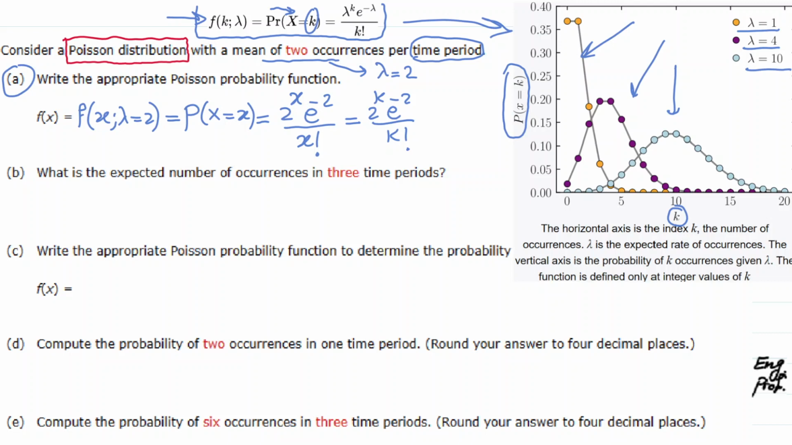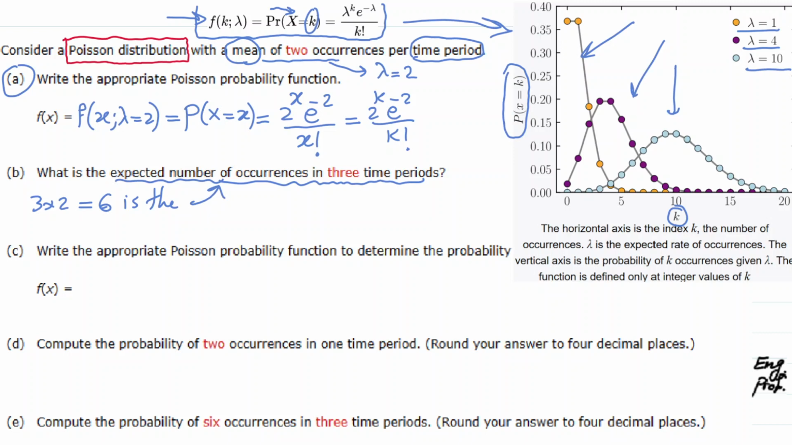What is the expected number of occurrences in 3 time periods? Okay, that's easy. Well, we are saying the mean number of occurrences in 1 time period is 2. So we have therefore 3 times 2, 6 is the expected number of occurrences in 3 time periods.